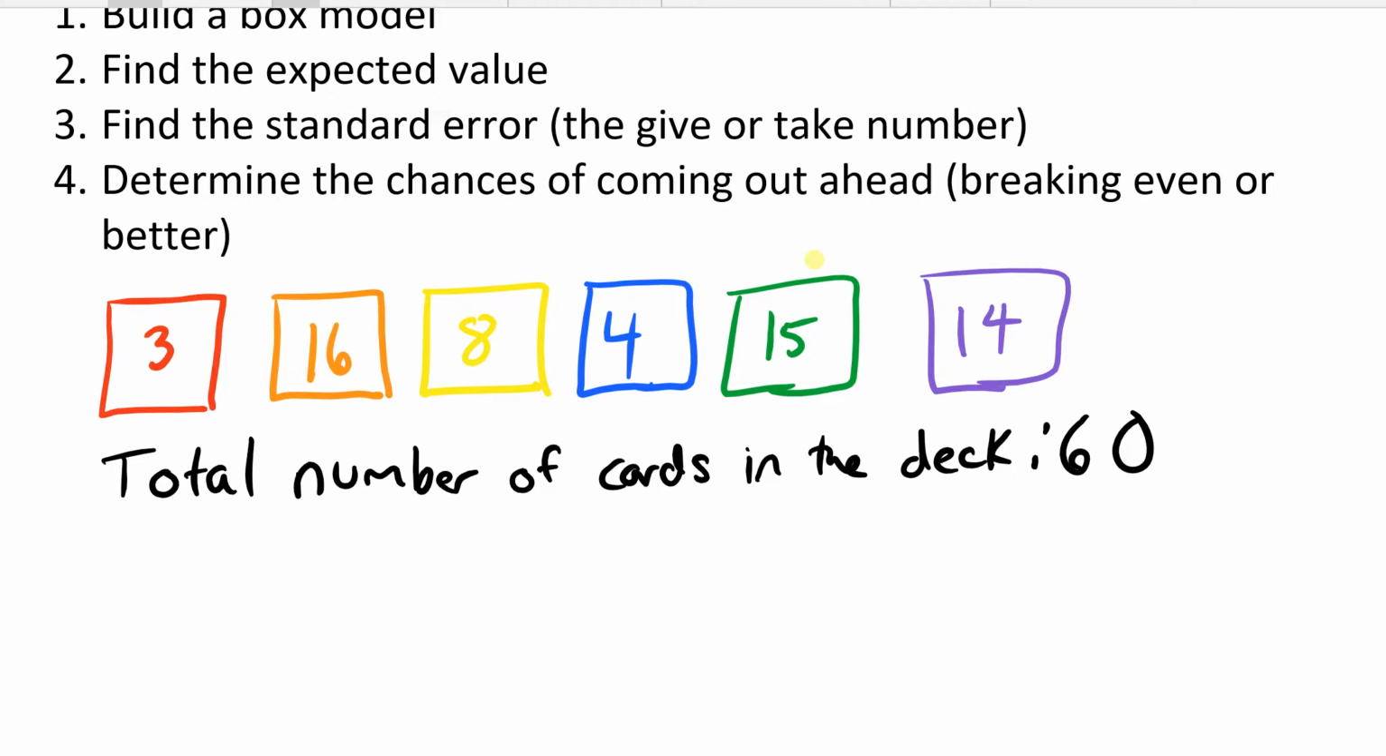In this video, we will be covering many topics including building a box model, finding the expected value, finding the standard error, and using the normal curve to find the chances of something occurring.